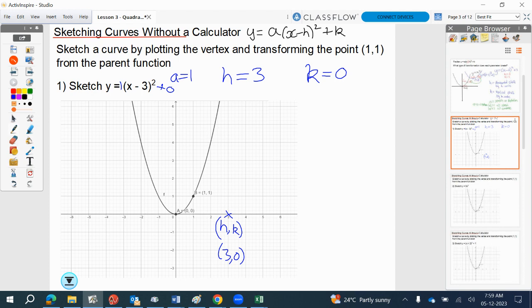So if there's no stretch, no compress, and no reflection, this point, which is 1 across and 1 up, stays at 1 across and 1 up. So from 3, 0, we go 1 across, 1 up, and it's going to go through there. This point you can reflect in the symmetry line like this, and we are going to get a function that looks like this.